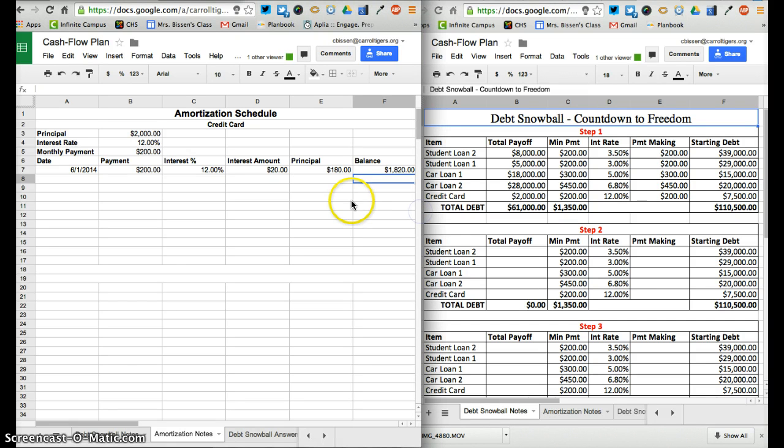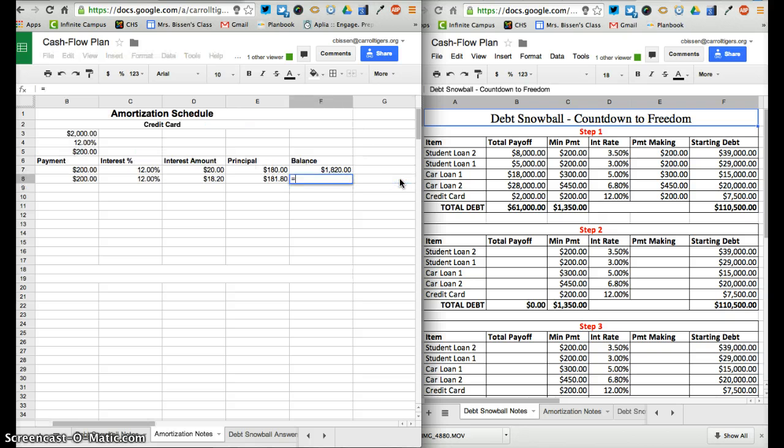You need to do 2 lines of each debt before you can move on and let it autofill for you. So this will be 7114, $200 payment, 12%. Our interest is our previous balance. Make sure you don't go back up to here because that's not your previous balance anymore. Previous balance times your interest rate divided by 12. Your principal is your payment minus your interest. And your balance is your previous balance minus your principal.